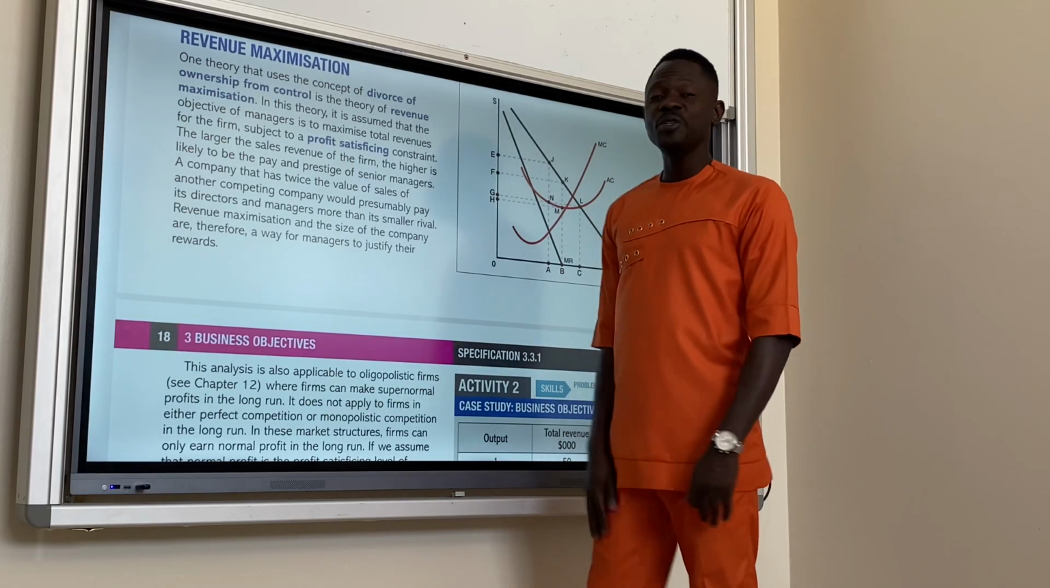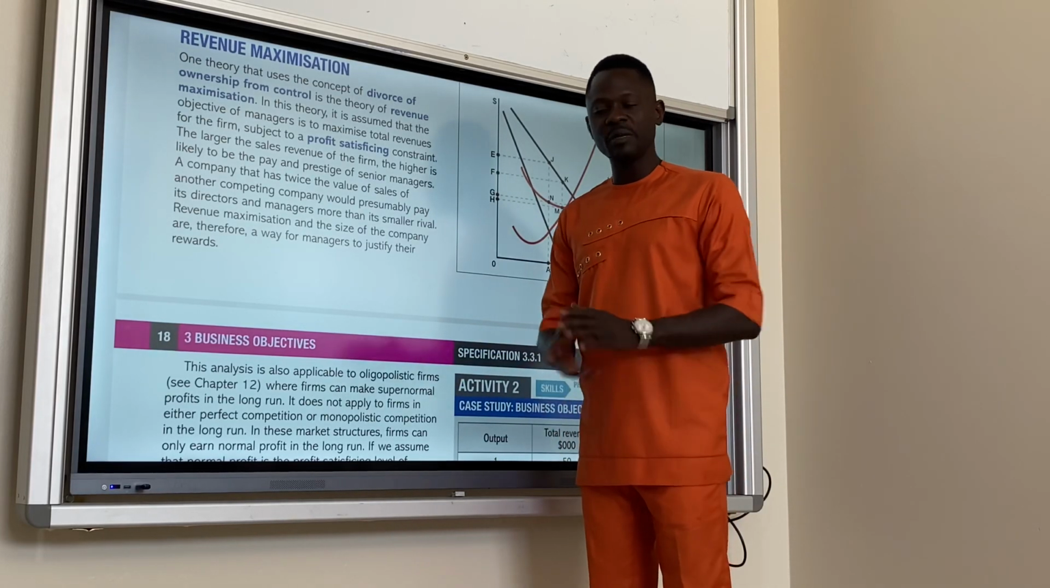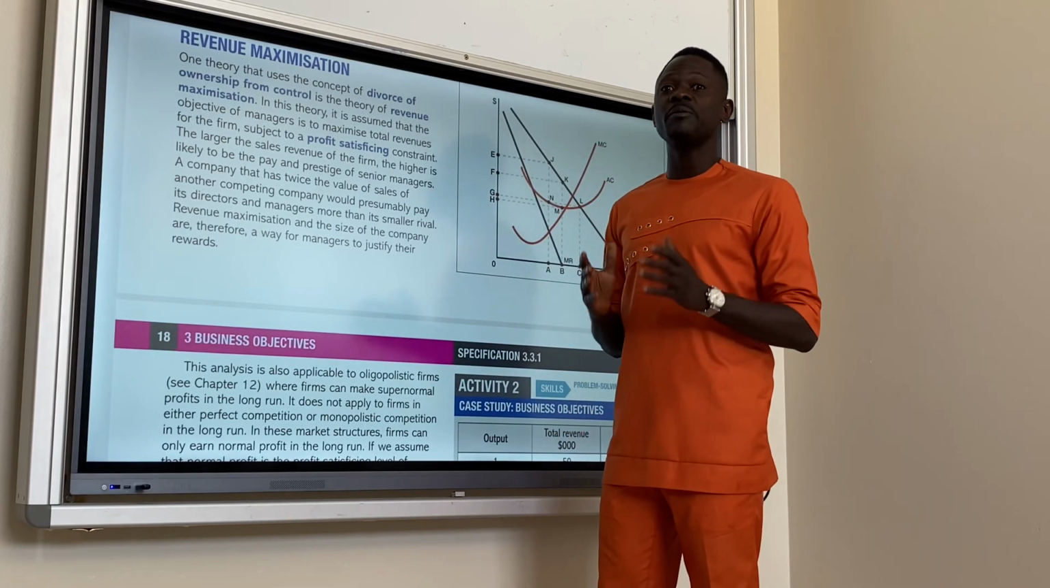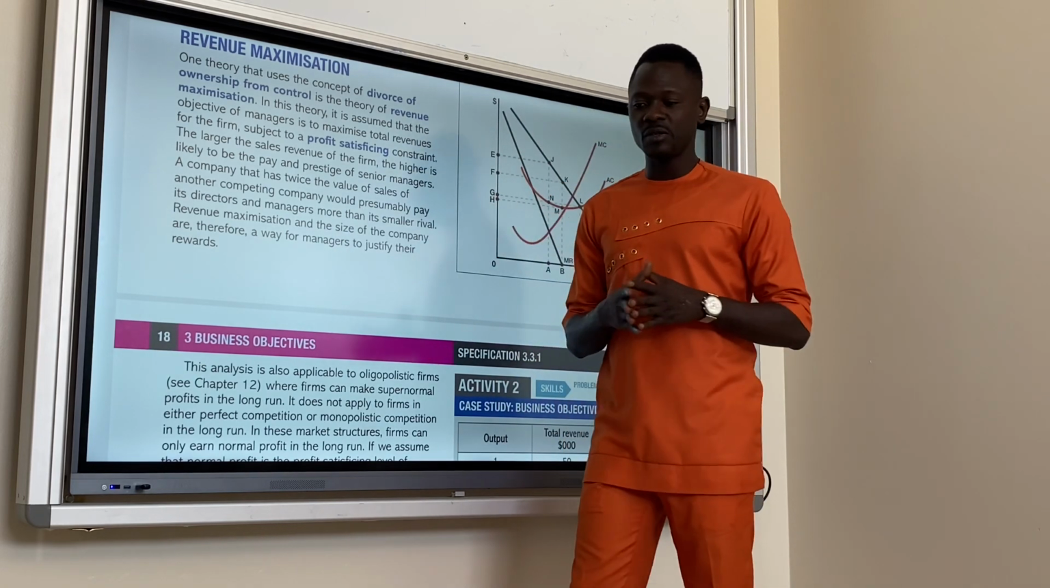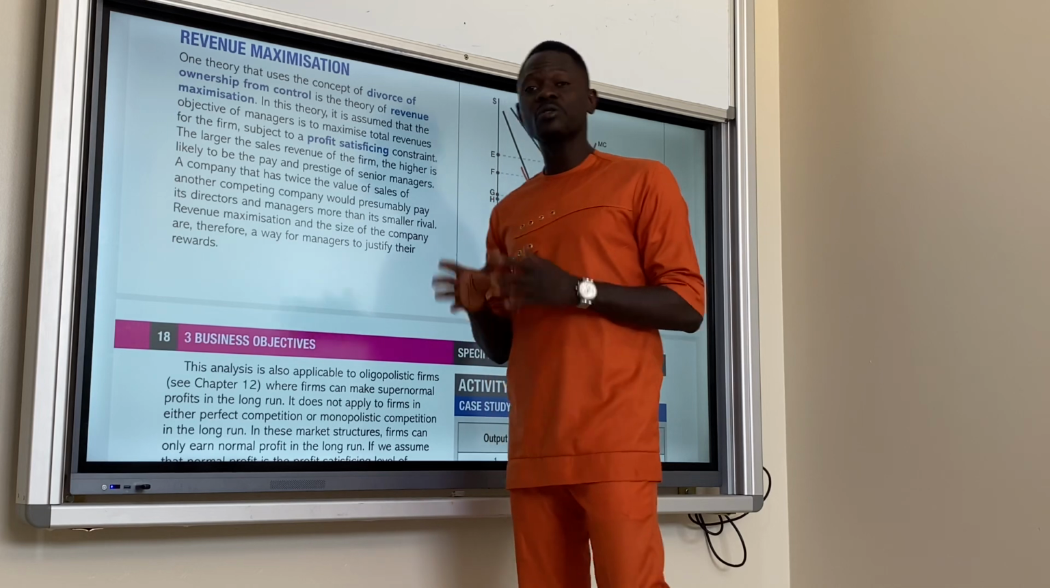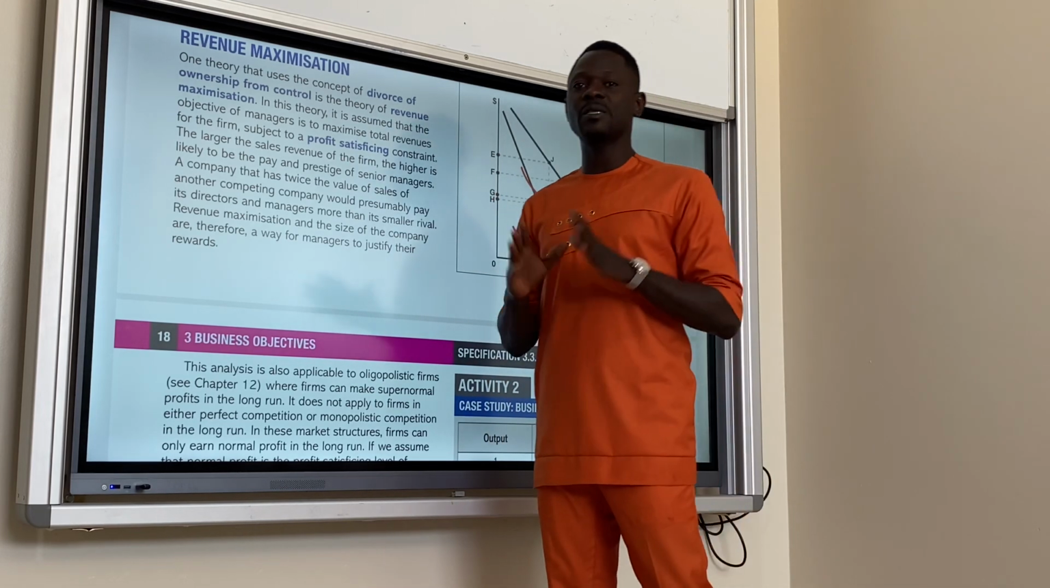Good day. We continue with business objectives. We've talked about profit maximization, which is one of our business objectives. We said in the previous class about profit maximization. It means our marginal cost must equal our marginal revenue. That is for profit maximization.